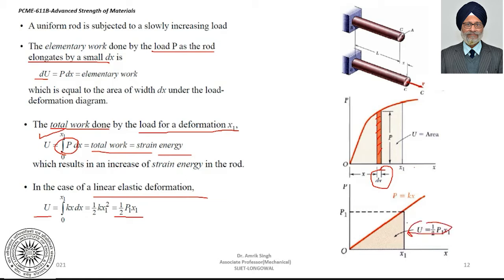Which is nothing but the area of this triangle. That is half base into height. So x1 is the base here, and p1 is the height. So it is the area. So strain energy in the case of the linearly loaded material is given by the area under the load and extension curve.